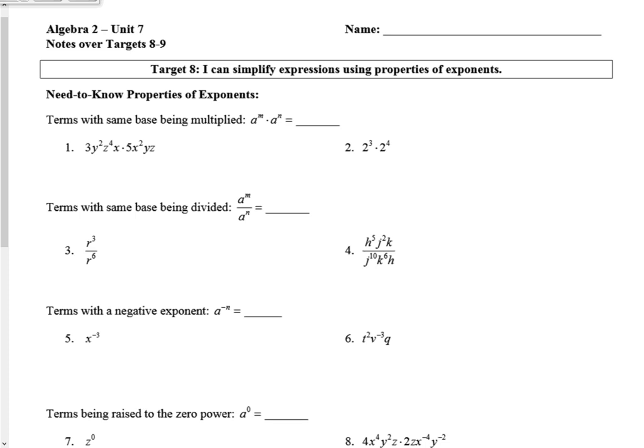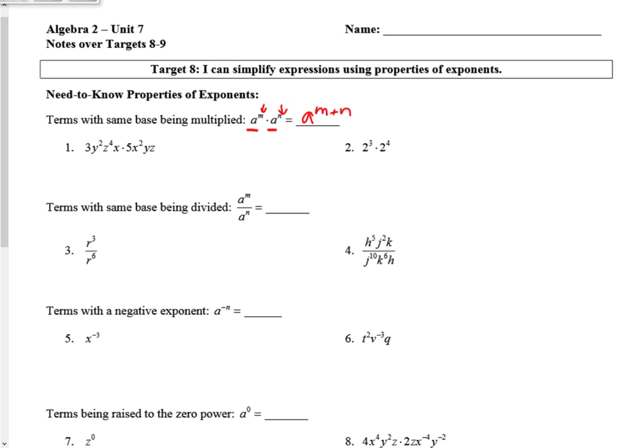So we need to remember when terms have the same base. When we talk about bases today, we're always talking about the number or the variable that has the exponent on it. So when you have the same base and you're multiplying those bases, our rule for that is you're always going to be adding the exponents. So it'd be a to the m plus n. We add those exponents together. So we have a couple examples here in 1 and in 2.